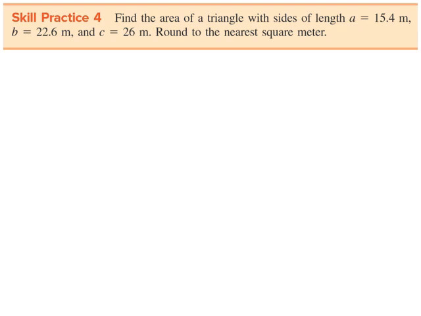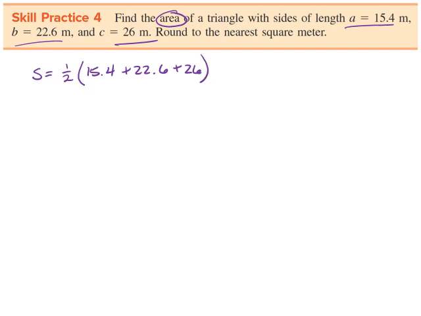Pause the video and try this one. In order to find the area given 3 side lengths, the first thing I need to do is find the semi-perimeter, which is 1/2 times the sum of the sides. So 15.4 plus 22.6 plus 26. When I add those together and divide by 2, I get 32 for S.